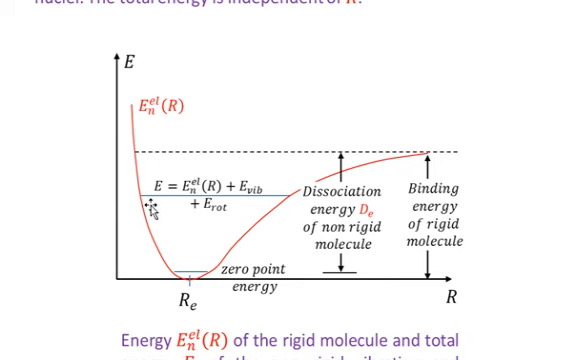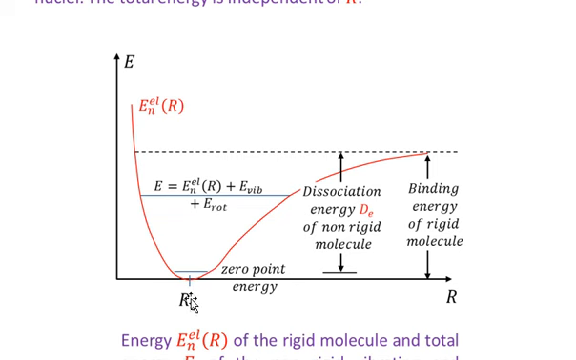And E, this horizontal line which cuts the vibrational curve En of L as a function of R at a fixed value. This horizontal value will give you the total energy E, which is equal to the En of El at a value of R plus the vibrational energy of the molecule plus the rotational energy of the molecule.